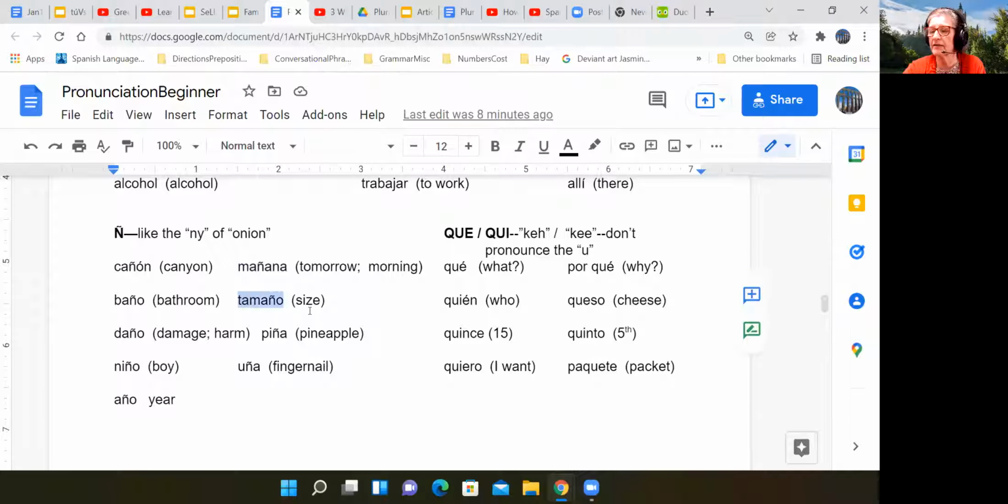Here's a size, not for clothing, but just a size, this is a small size versus this is a big size. Tamaño. Next, we have this word for pineapple, fruit, piña. And the little thing attached to your finger, uña. And that's as far as we'll get with pronunciation today because we're right about at the end.